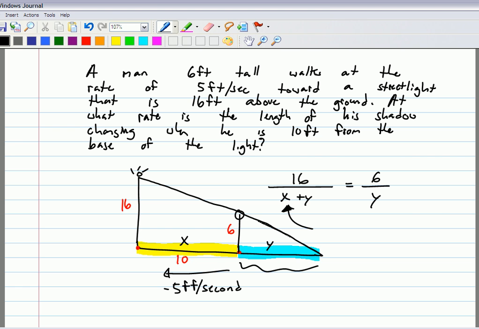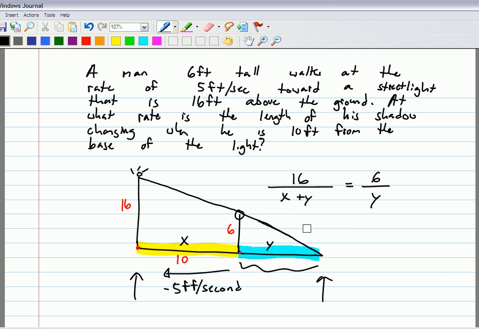So this first model that you built, this first relation, it needs to always hold true. No matter where the guy is at, between the beginning and the end, the model that you build has to hold true. x is not always going to be 10. But we do know something for sure. We know that 16 divided by x plus y will always equal 6 divided by y, no matter where this guy is standing. Okay, so that's where you want to start.